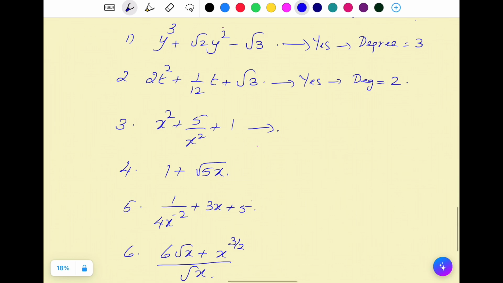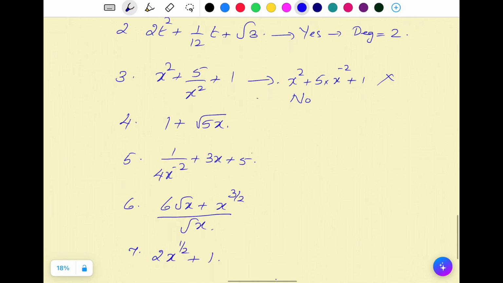The next question, x squared plus 5 by x squared plus 1. This can be written as x squared plus 5 into, for the denominator x squared, you have to write it as x to the power of minus 2, plus 1. Now, you have a negative power. So, this is not a polynomial, because x to the power of minus 2 has a negative integer as the power. So, you cannot take it as a polynomial.